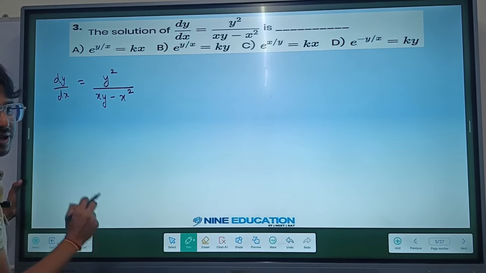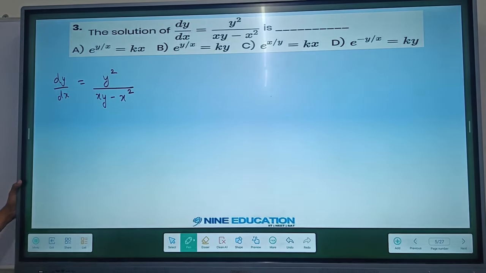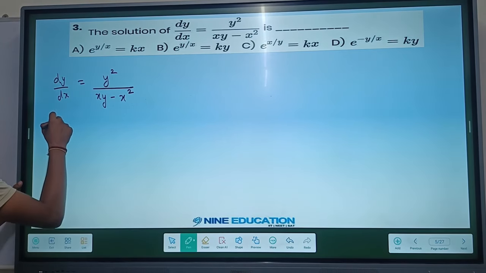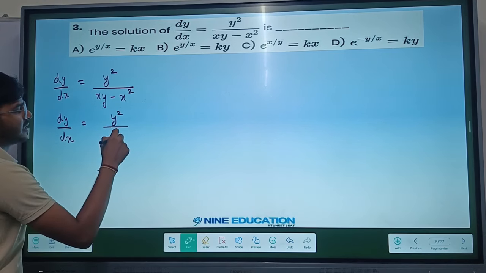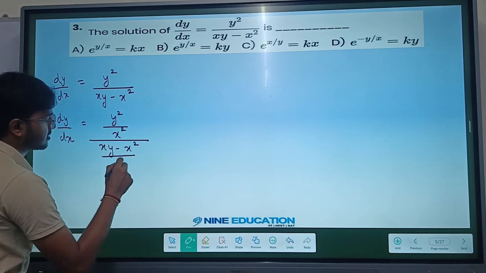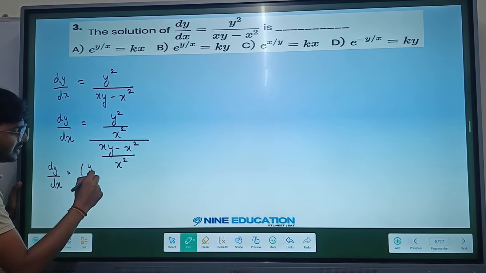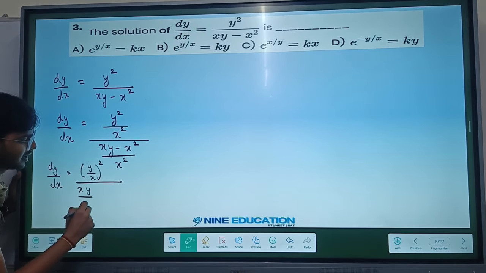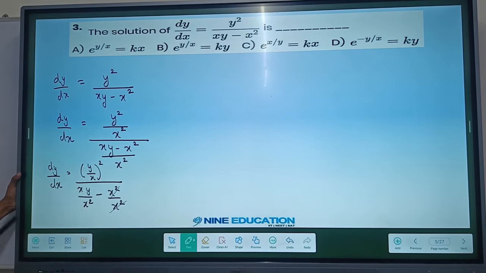y square is there in the numerator, so I'll divide the numerator by x square. If I'm dividing the numerator by x square, I need to divide the denominator also by x square. So what will I get? dy by dx equal to y square by x square divided by xy minus x square by x square. So dy by dx equal to (y by x) whole square divided by, separating it, xy by x square minus x square by x square. The x square cancels, I'll get a 1.